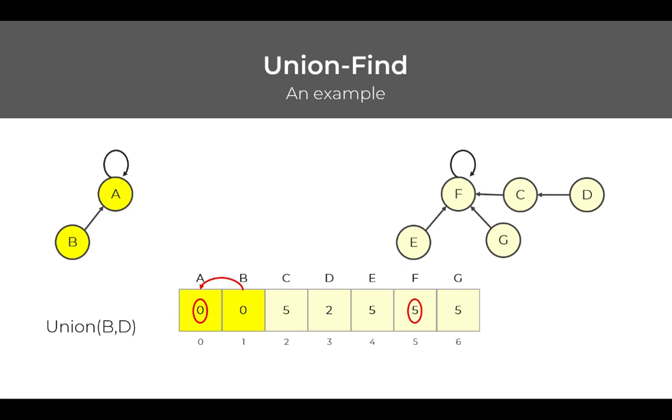When I'm going to look at D now, D is going to point to C, which is going to point to F. So I follow the index here. So from D, I need to go to index 2, which is C. The value stored at index 2 is 5, which is not the same as the index. So I need to follow that path. So I'm going to move to index 5. The value stored at index 5 is 5, the same as the index, and therefore I'm at the root. And here, the root is F. So I can see here that these 2 elements have different roots, and therefore I can make a union of the 2.